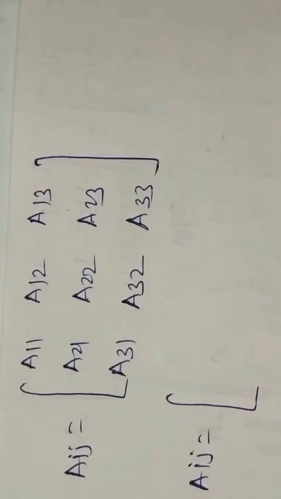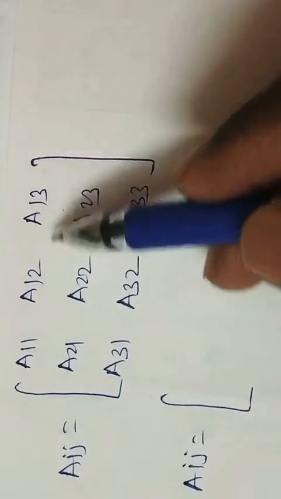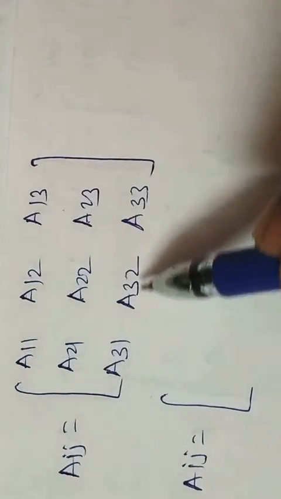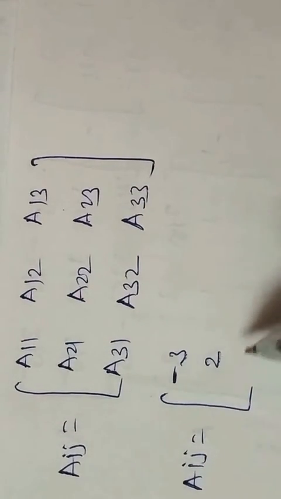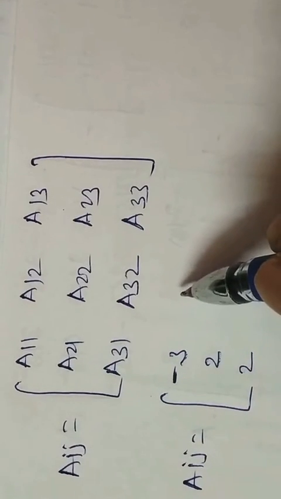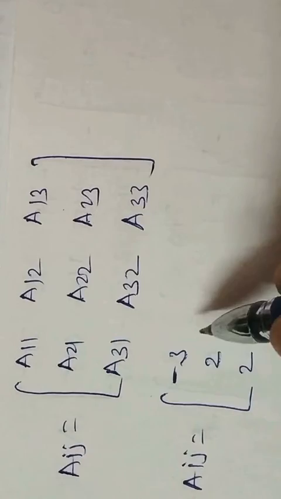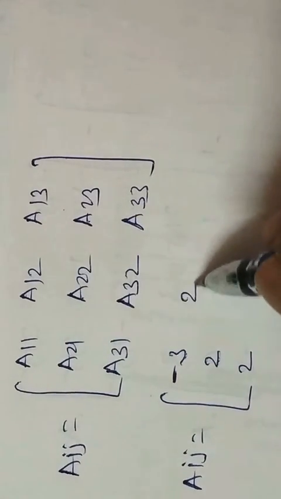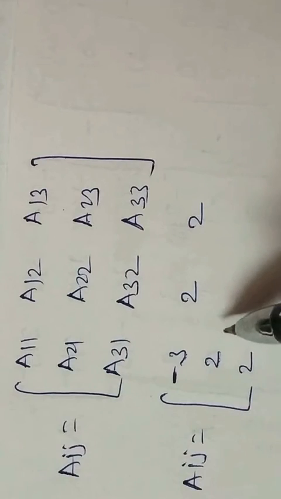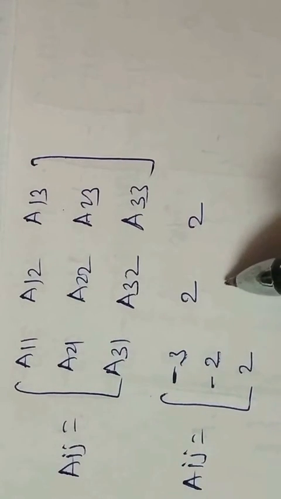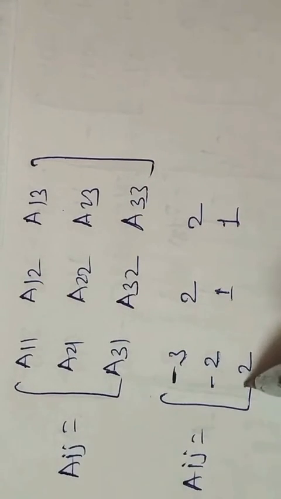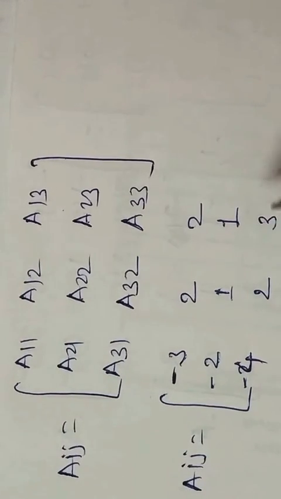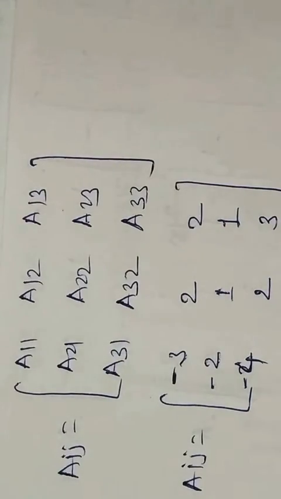So in the cofactor matrix Aij: A11, A12, A13, A21, A22, A23, A31, A32, A33, put up the values. A11 is minus 3, A12 is plus 2, A13 is plus 2, A21 is minus 2, A22 is plus 1, A23 is plus 1, A31 is minus 4, then A32 is plus 2 and A33 is 3. All these values make the cofactor matrix.